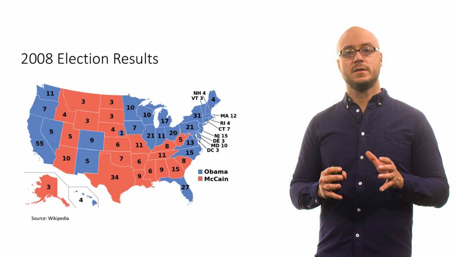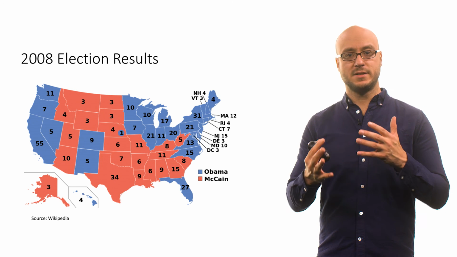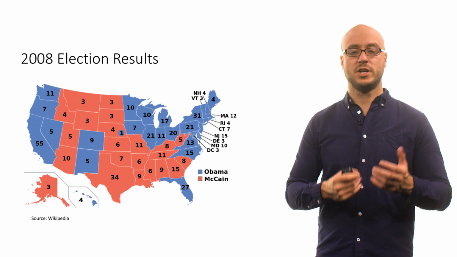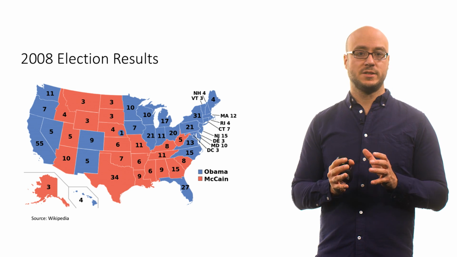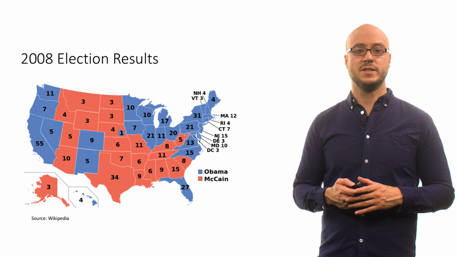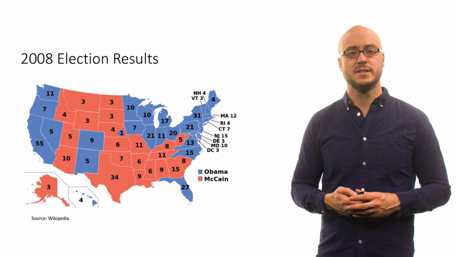You can see here that the electoral process is based on Barack Obama and John McCain winning certain states. Obama won the states in blue, and John McCain won the states in red, based on the percentage of people who voted across these different states.